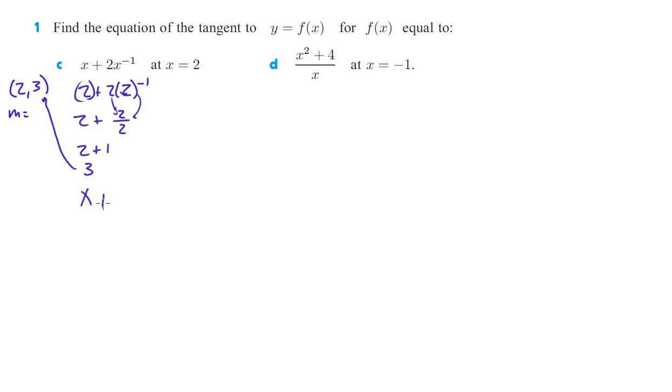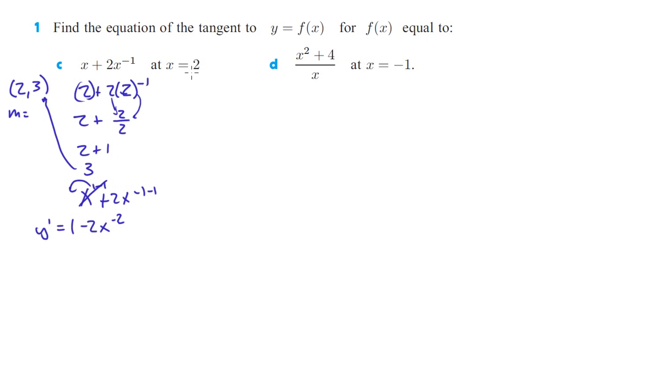So we have x plus 2x to the negative first. That's x to the first. 1 times 1 is 1. Subtract 1 from that, and the x's are gone. Negative 1 times 2 is negative 2. x to the, subtract 1 from that, and that's x to the negative second. This is the equation to find the slope of the tangent at any point we want.